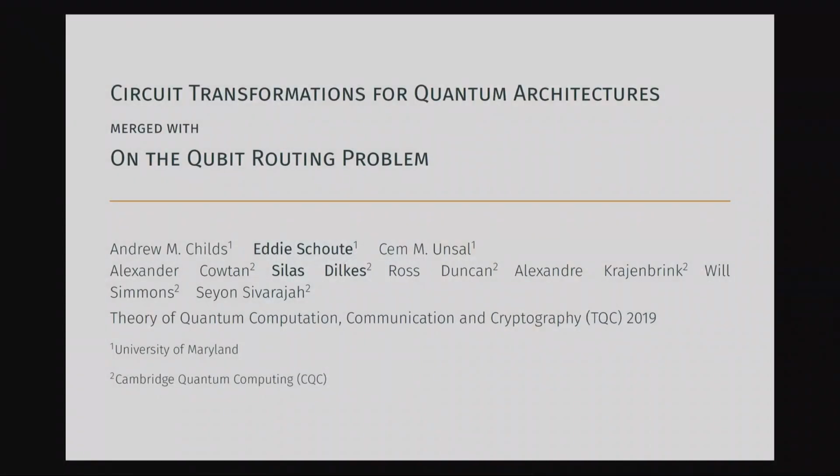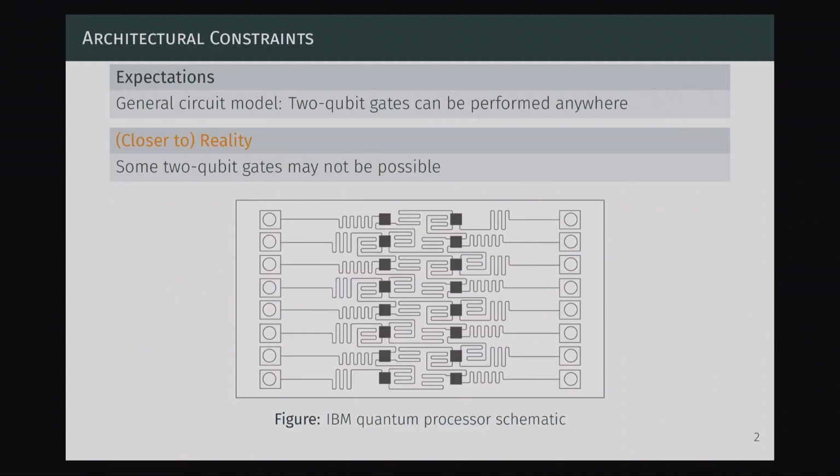Hi, good morning everyone, and welcome to this talk on circuit transformations merged with qubit routing. I'll be talking first, so let me introduce the problem. As theorists, we may have some expectations when working with circuits. We usually work with a general circuit model where we can perform 2-qubit gates anywhere. But here we're going to take one step closer to reality and say, well, maybe some 2-qubit gates may not actually be possible. Like, for example, in the superconducting architecture where qubits are connected in some nearest neighbor layout.